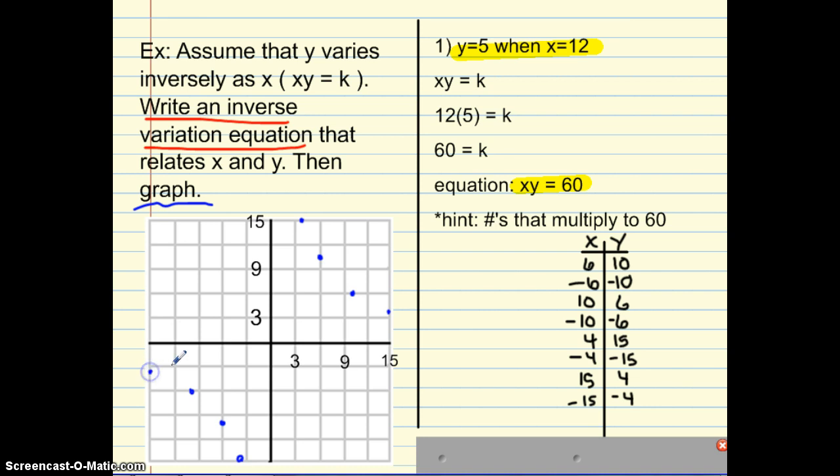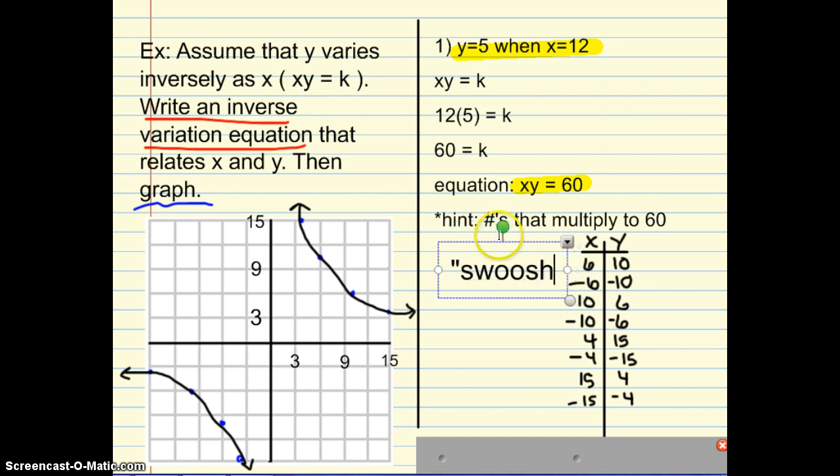And you might be able to see it right now. You certainly will in a minute, that our swoosh is back. We get our swoosh in 2 directions. So our swoosh is back.